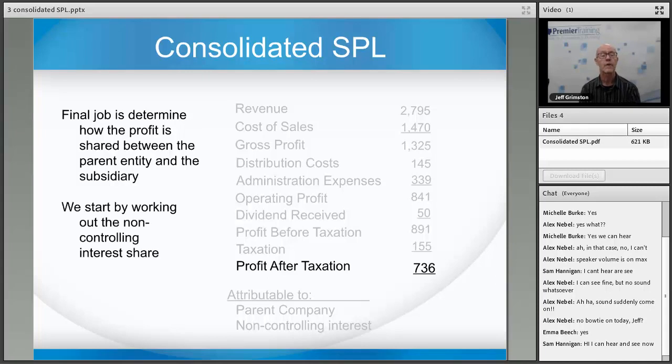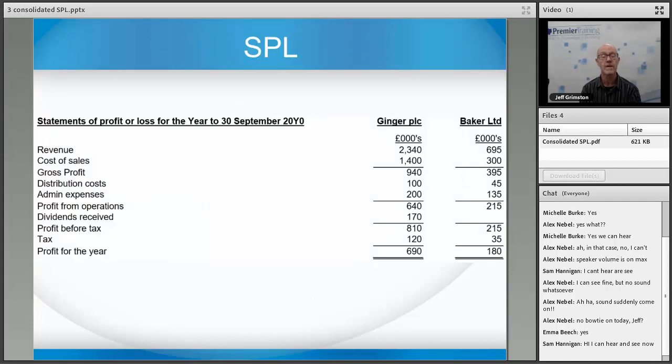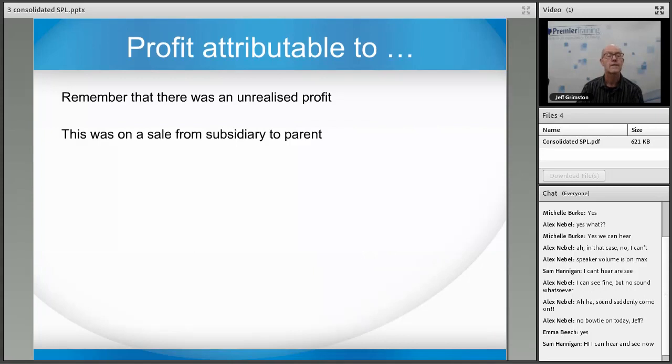So start off by working out the non-controlling interest share. And what we do is we need to look now at Baker Limited, the subsidiary company. That has earned a profit for the year of 180. But that's not the whole story, because remember that there was an unrealised profit. And this related to a sale from the subsidiary Baker to the parent entity.